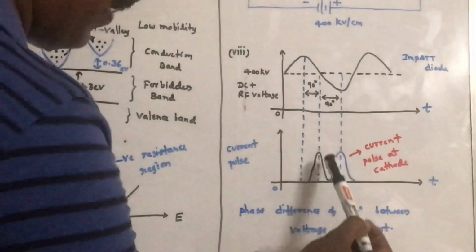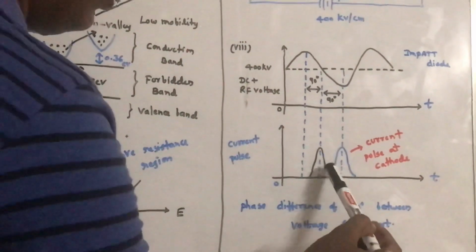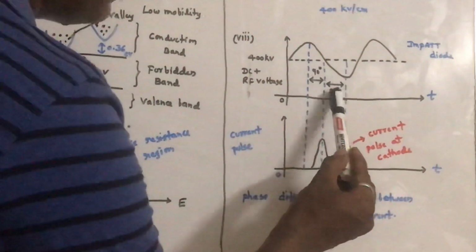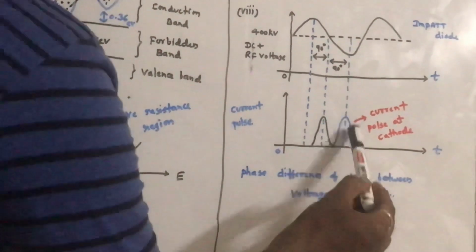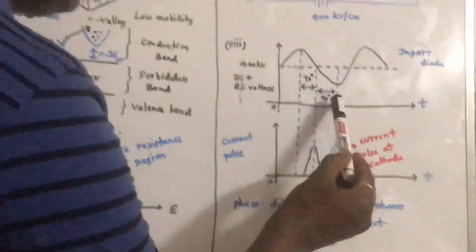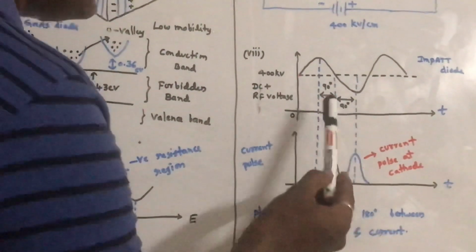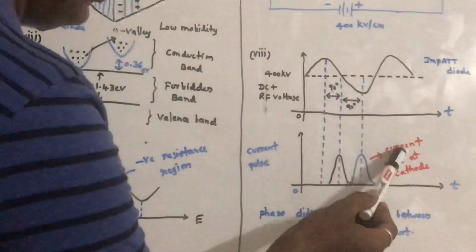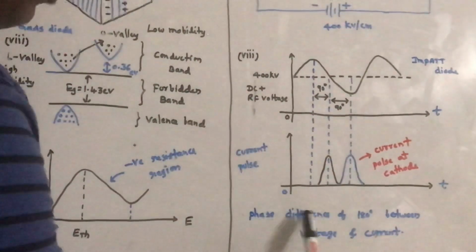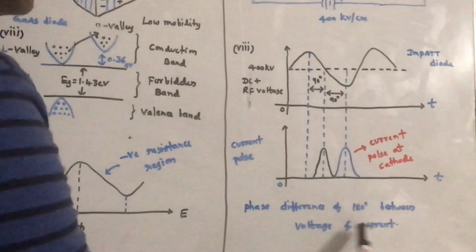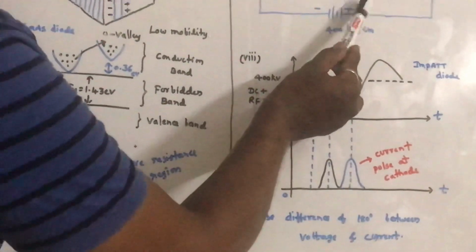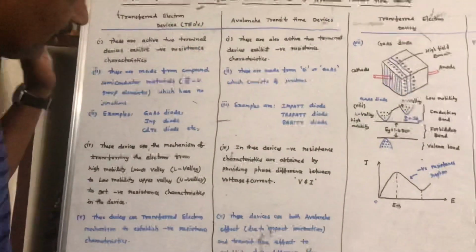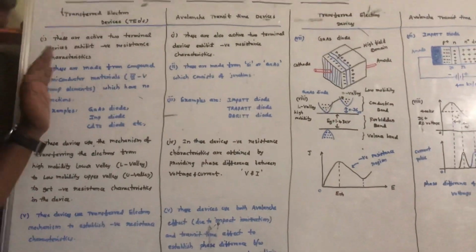This current pulse takes a certain transit time to reach the cathode. This phenomenon takes another 90 degrees of phase difference. Due to this, the current pulse takes a total of 180 degrees delay with respect to voltage. That's why the difference between voltage and current is 180 degrees. So you can see that the phase difference of 180 degrees between voltage and current is established in the impact diode. Due to this, the impact diode exhibits negative resistance characteristics. As I explained earlier, negative resistance devices have a lot of applications in electronic circuits.